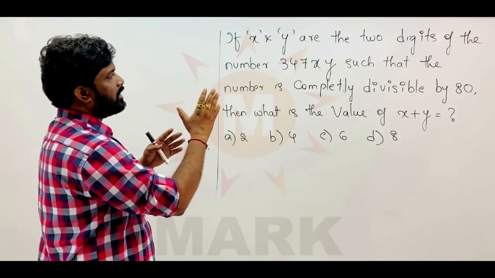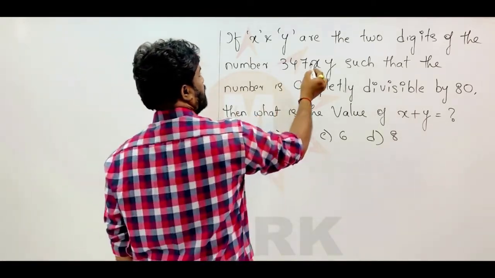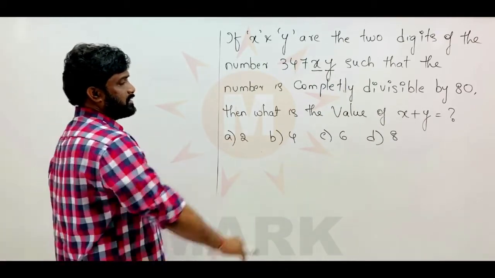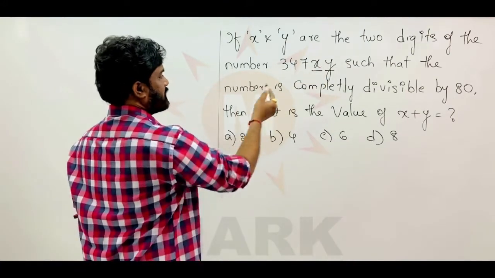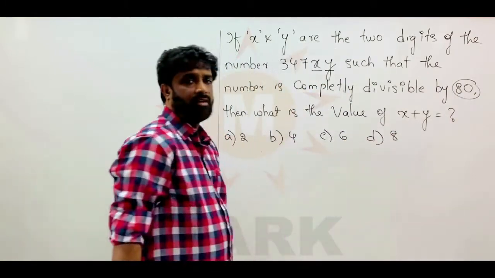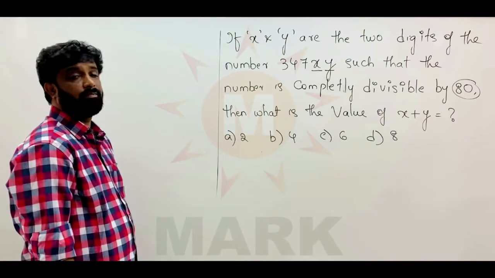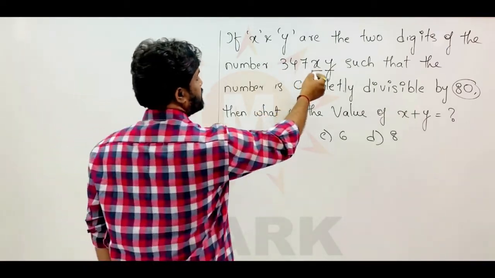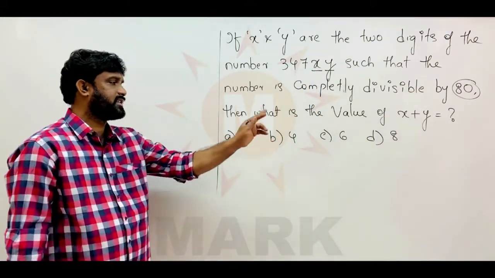If x and y are the 2 digits of a number 347xy, that means y is the units place number and x is the tens place number, such that the entire number is completely divisible by 80, then what is the value of x plus y? So they are asking for the sum of the unit digit and tens digit. There are 4 options given to you: 2, 4, 6 and 8.